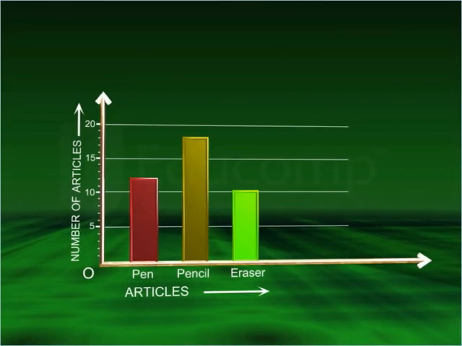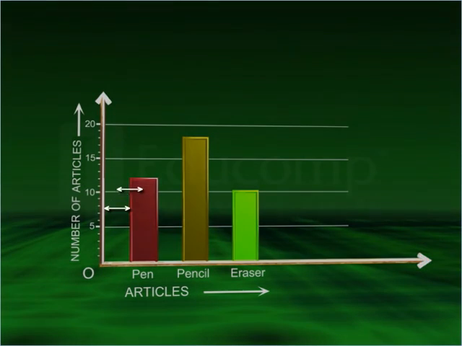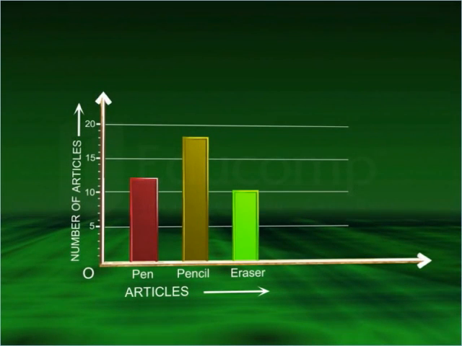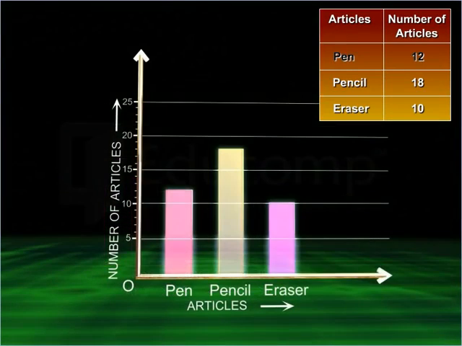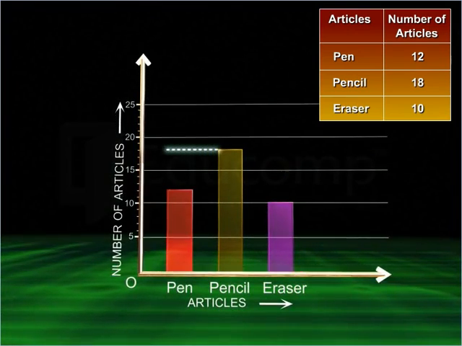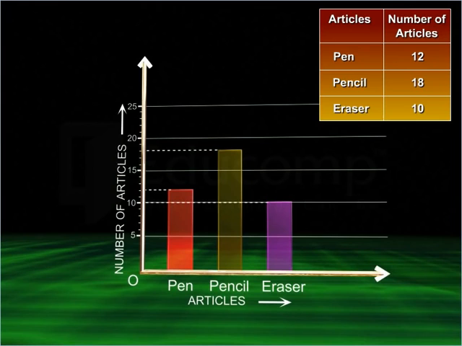To represent the data using bar graph, the different categories are shown along the horizontal line called the x-axis, usually with equal spacing between them, and the frequency of each category is shown along vertical line called the y-axis. Then, corresponding to each category, rectangular bars of uniform width are erected vertically such that the height of the bar represents frequency of each category.